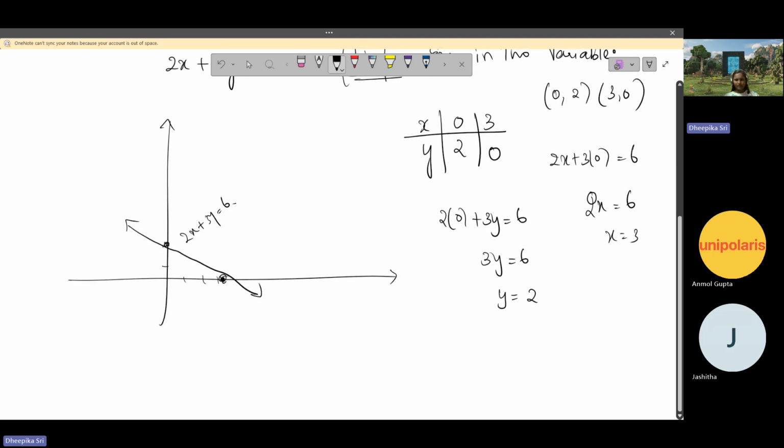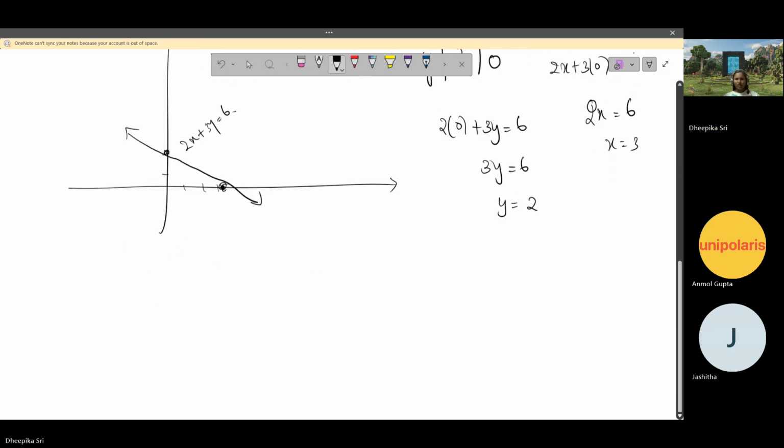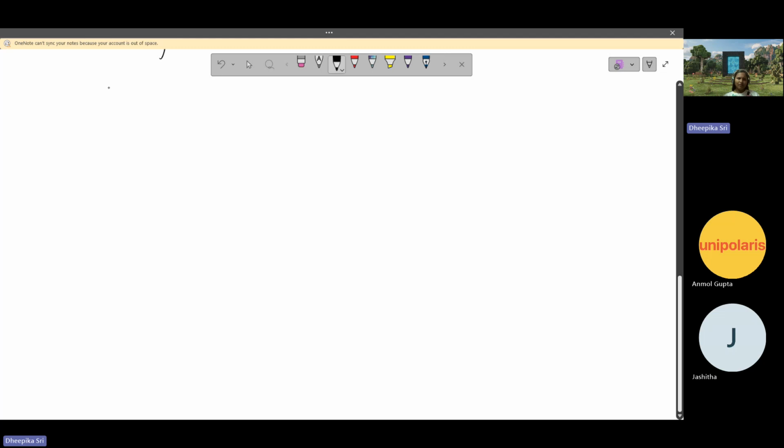Okay, is this clear? Yes, ma'am. Okay, so now the mathematical formulation of any linear programming problem will be like this. In short, I can call the linear programming problem LPP. So the mathematical formulation will be, first we will have the objective function.